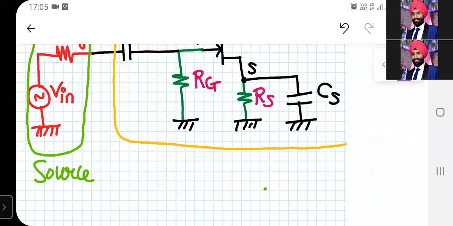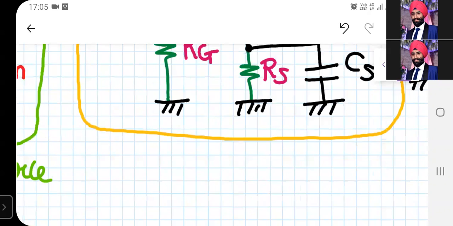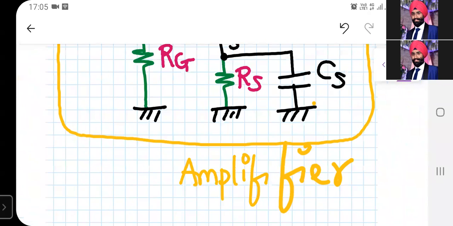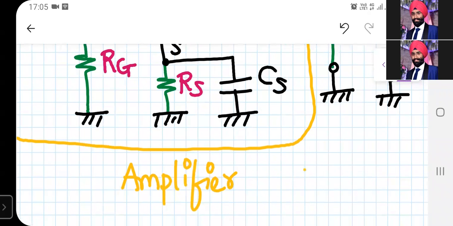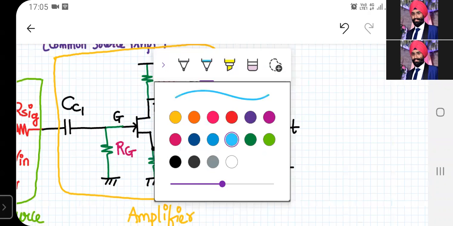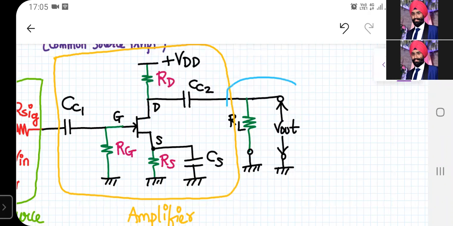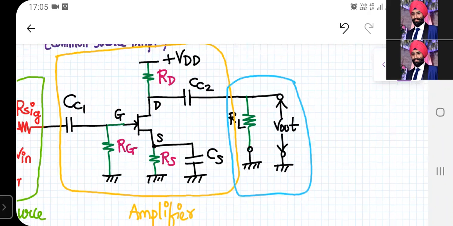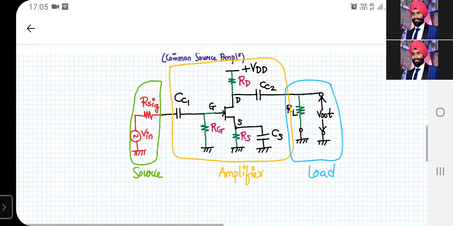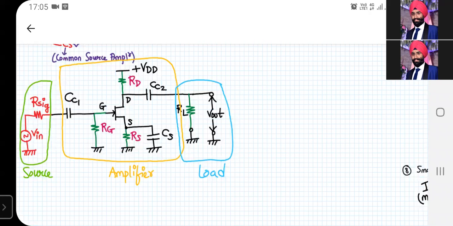This yellow color region over here is my amplifier. And what is this RL? That is the load. This is the load. What do you connect to the amplifier? You connect a source to the amplifier, correct? And the amplifier you connect to something, right? And that is called a load.